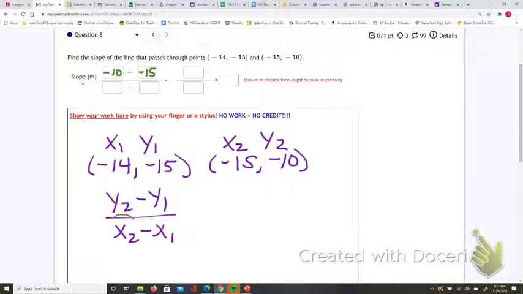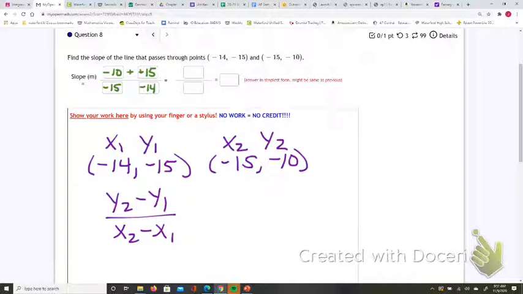Then in the denominator, we have x2, which is negative 15. So we put negative 15. Then we have minus x1, which is negative 14. So you're going to go to My Open Math and you're going to type negative 10 in the numerator in the first blank and then negative 15 in the second blank. Then in the denominator, you're going to type negative 15 in the first blank, negative 14 in the second blank.